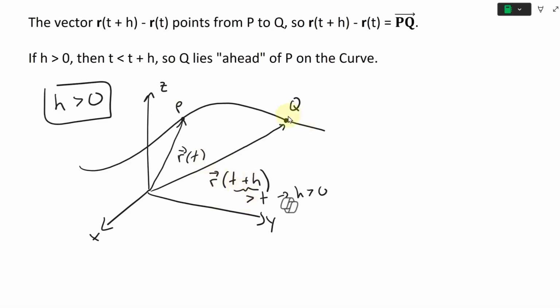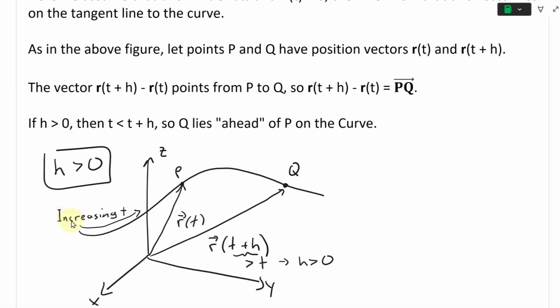So if it's on this side, this would be ahead of it. Basically t is increasing along this side, increasing, increasing, like that. All right, here I just quickly fix that up. So increasing t is on this side, where Q is, quote, ahead of P on the curve.